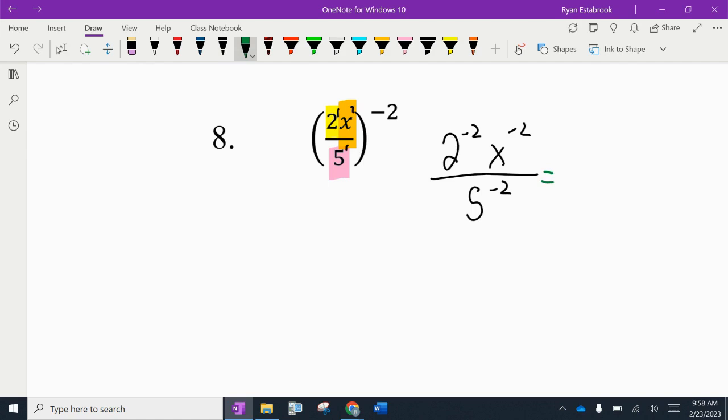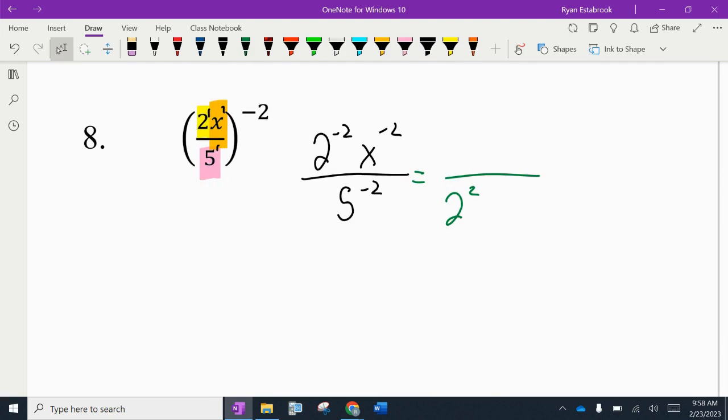Can we have negative exponents in our answer? No. Does the 2 need to move? It's got to go to the bottom where it becomes positive. Does the x need to move? Goes to the bottom where it becomes positive. Does the 5 need to move? Goes to the top where it becomes positive.